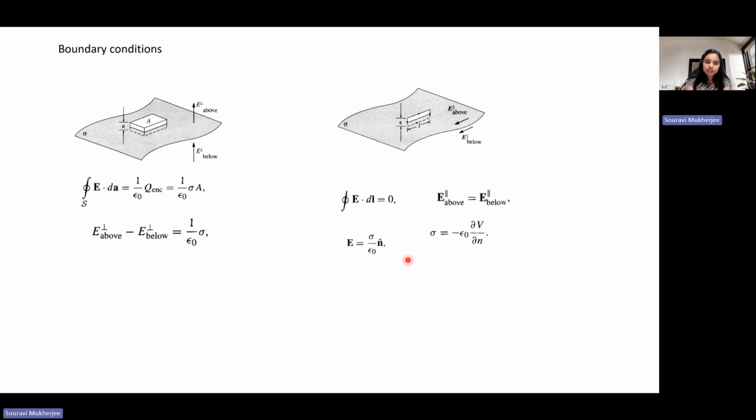And from here, you can use the electric field to find the charge density. Suppose the electric field is specified, then you can use this relation to find the charge density you have on the surface. If the potential is specified, you know how electric field and potential are related, right? In the electrostatic limit, we know that E is equal to minus grad V. That led us to this relation. So if you know the potential, you can use this relation to find the charge density on the surface. These were the different boundary conditions that came up from the equations.